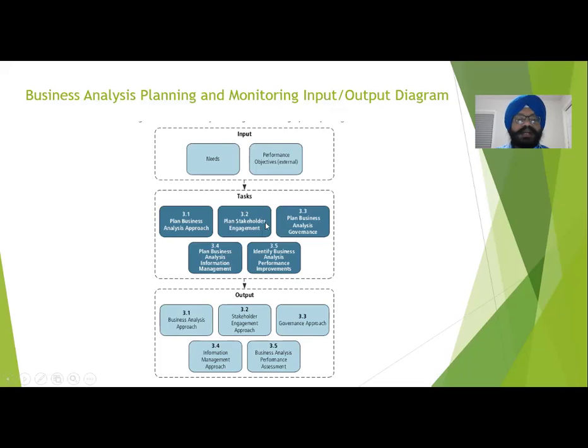And when we are having these tasks, these are the outputs. Let's say I'm corresponding with plan business analysis approach. So you see, all these tasks start with some verb, like planning, identifying, controlling, monitoring, whatever those things. Those are the active sentences here. And what is the output? Whatever the deliverable or the output we are trying to produce, that becomes my output here. So in this case, 3.1, what is my output? Business analysis approach. Stakeholder engagement, then we come up with stakeholder engagement approach. Similarly, the other ones.